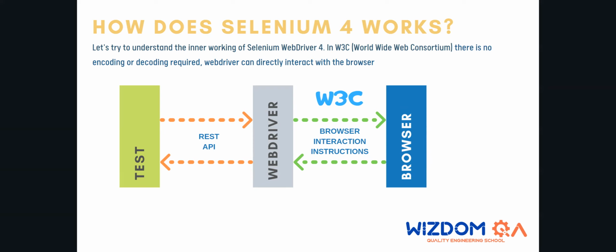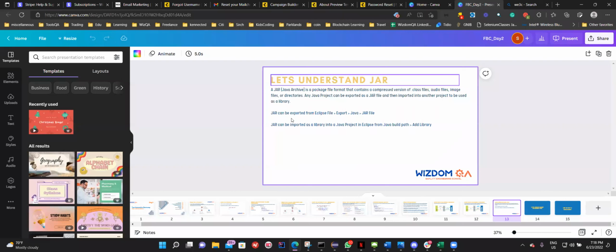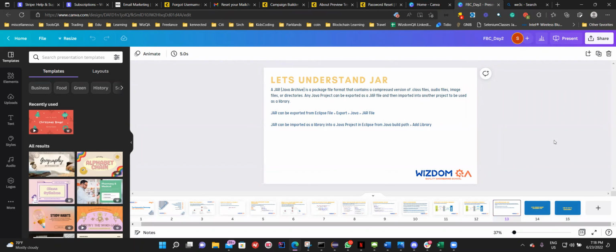Nothing is going to change in terms of your implementation or your execution. Good. Let's move on. So we have created this jar file. We have shown you how to get the jar file and add that in the Selenium WebDriver. Okay, good stuff.